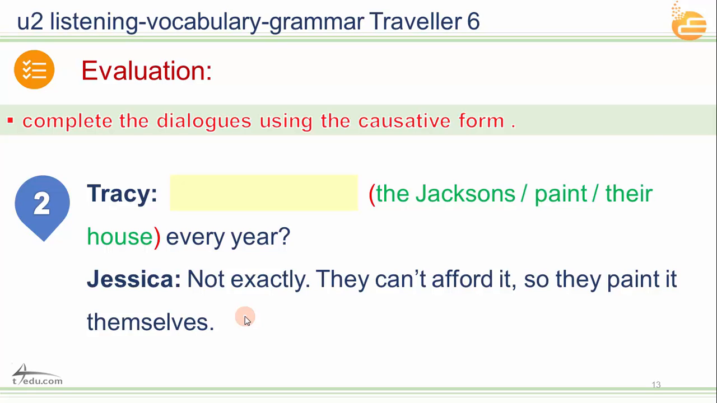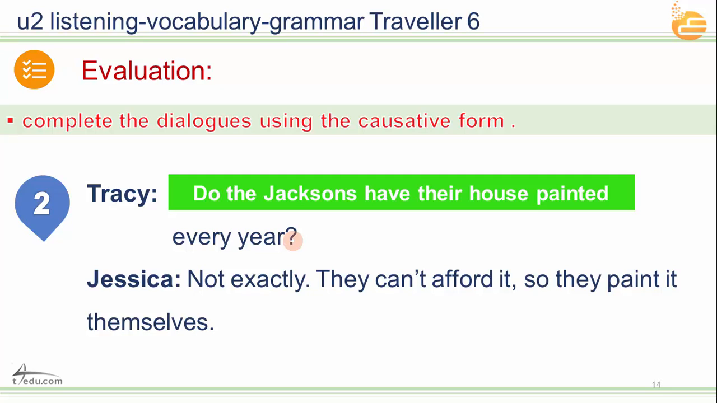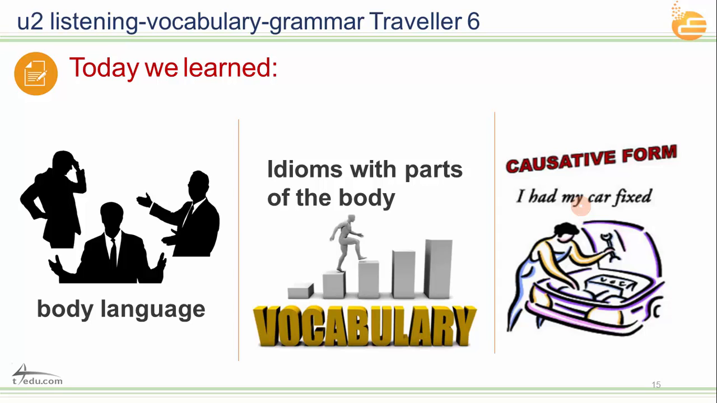The Jacksons paint their house, and be careful, this is a question. So we say, do the Jacksons have their house painted? Do the Jacksons have, and then you have the agent, painted, past participle, and if the agent is not there, you have the object, which is their house, painted, and this is the past participle.